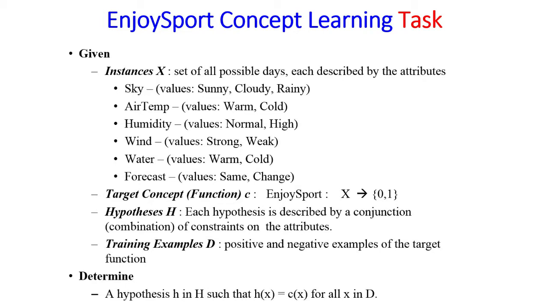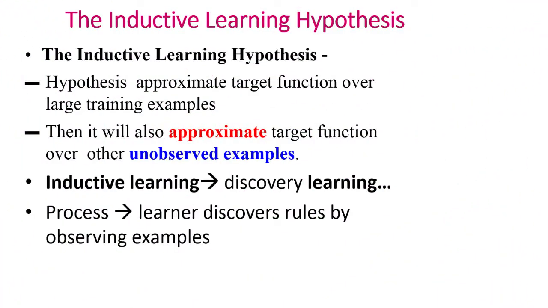What we need to determine in case of Enjoysport concept is a hypothesis small h in capital H such that small h of x is equal to c of x. We need to find out the most specific hypothesis which will satisfy the target concept, and it is applicable for all the training examples.